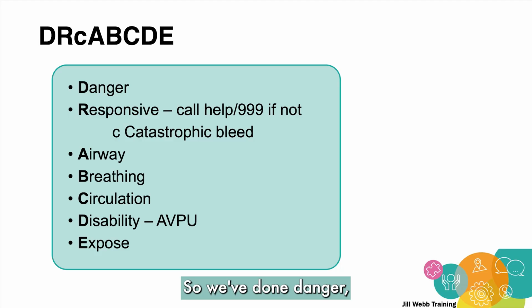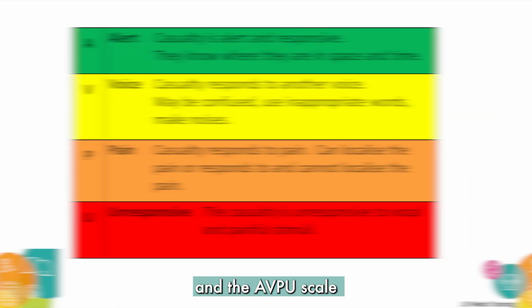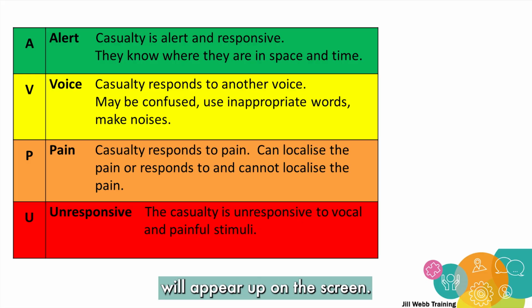So, we've done danger, we've checked for responsiveness, and we've called 999 if there's no responsiveness. Small c, catastrophic bleeding, airway, breathing, circulation. We're now coming to the new D in the process, which is for disability. Now, this is not about SEND. This is about the AVPU scale, and the AVPU scale will appear up on the screen.